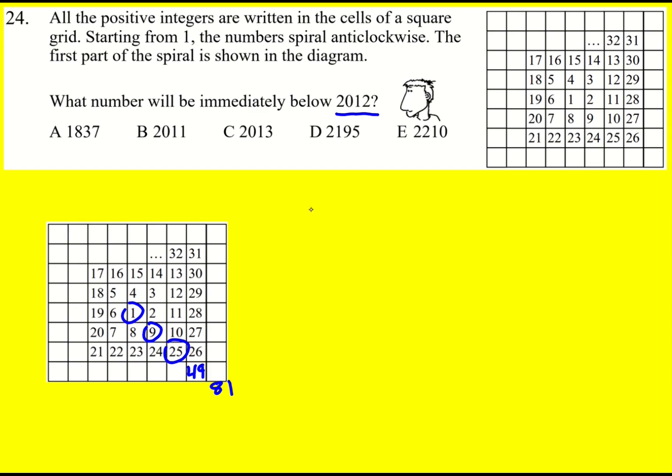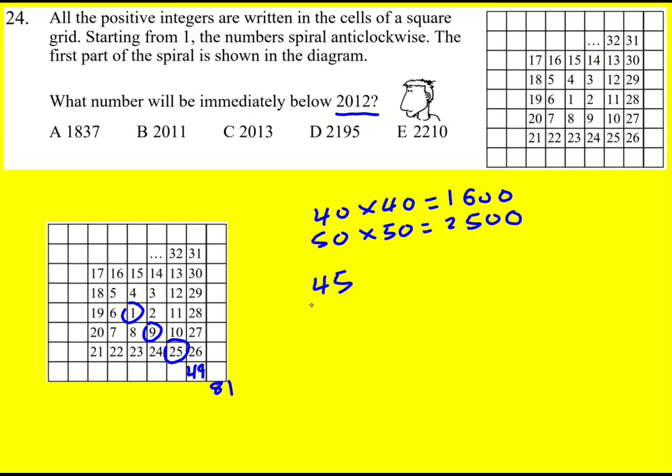And here are some points of reference. 40 times 40 is 1,600. 50 times 50 is 2,500. So it's going to be between these two. Let's go halfway between, because 41 is still going to be too small. So 45 times 45, and we can work this out. You can use the multiplication method of your choice. Just be careful as you do it.